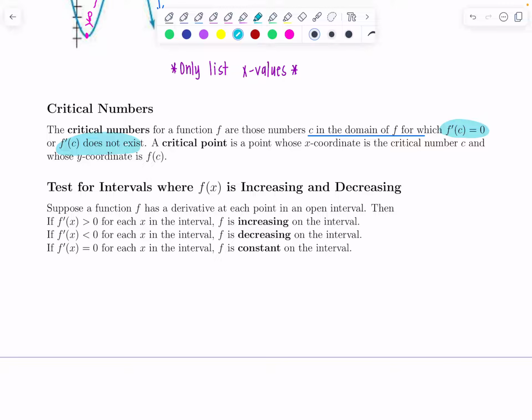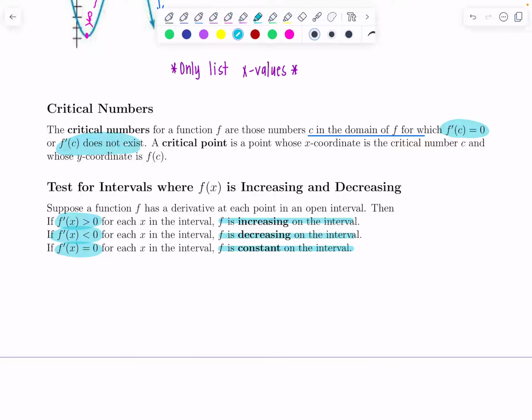All right, so what we're going to do now is use the first derivative test to determine where a function is increasing and decreasing. Suppose a function f has a derivative at each point on an open interval. Then, if f prime of x is greater than 0, if it's positive for each x in the interval, f is increasing on the interval. If f prime of x is less than 0 for each x in the interval, f is decreasing on the interval. And if f prime of x equals 0 for each x in the interval, then f is constant on the interval.